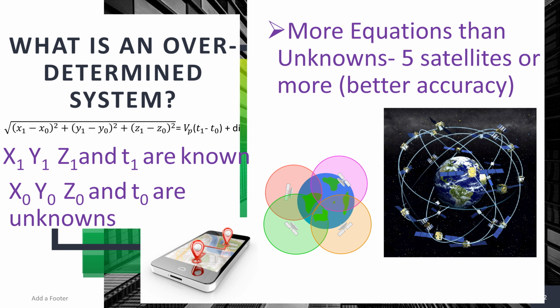I'll give an example: the location of our phones. If you turn on your location, it will show you some radius, with an error of maybe 20, 30, or 50 meters, depending on the accuracy of your phone. But the principle is that your XYZ position is unknown, and also the time, because your phone sends a signal to the satellites and it is received by at least 4 satellites.